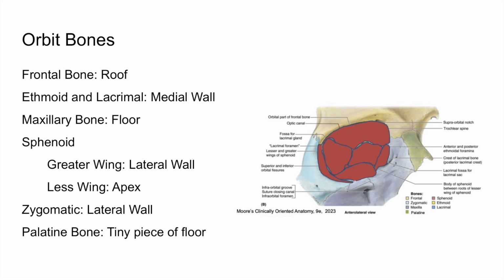And clinically, this matters because the frontal bone separates the orbit from the anterior cranial fossa. So trauma here raises concern for communication with the brain or involvement of the frontal sinus. Moving to the medial wall, this is primarily formed by the ethmoid bone along with the lacrimal bone. The ethmoid portion is extremely thin, which makes it a major weak point.